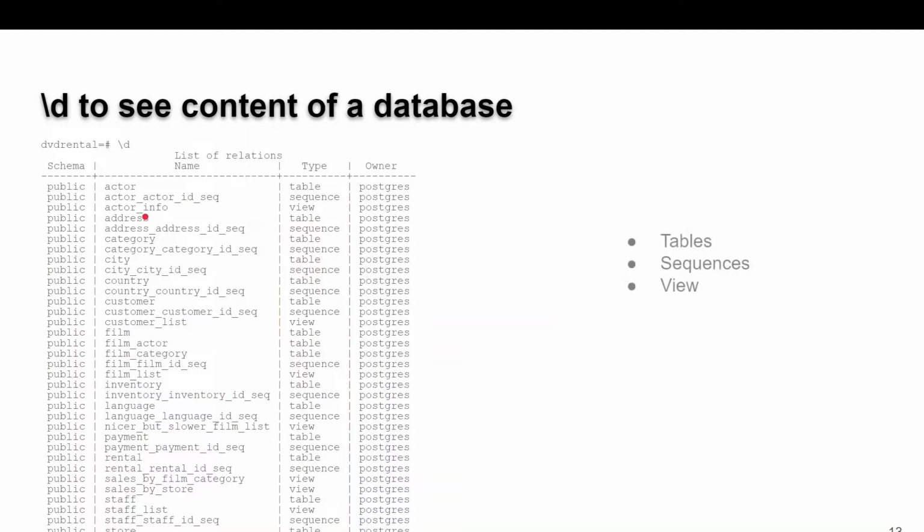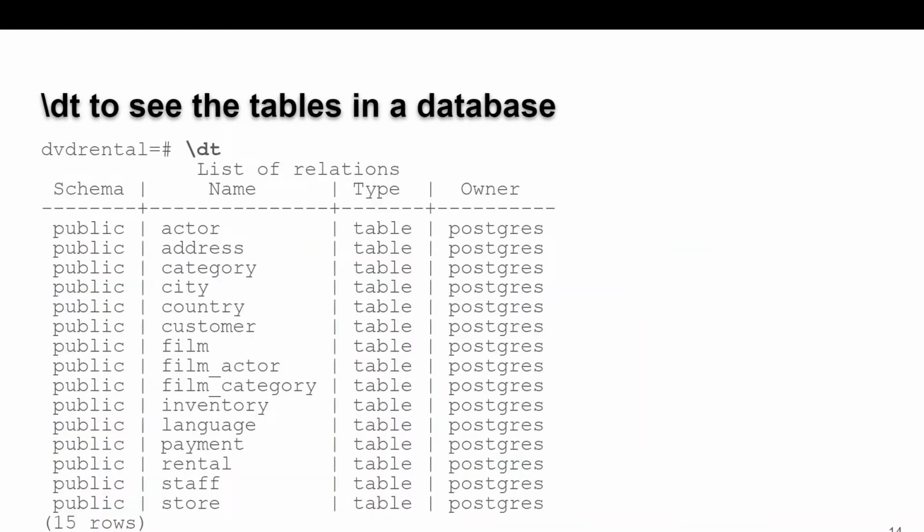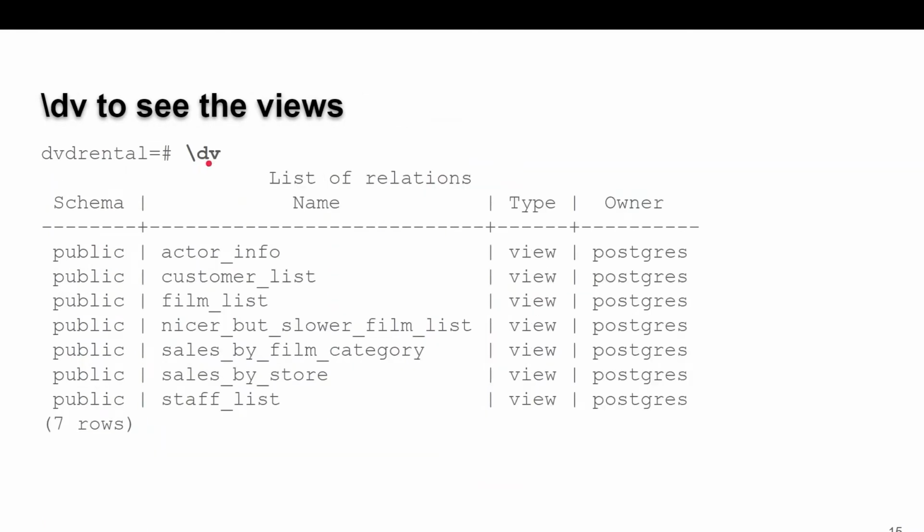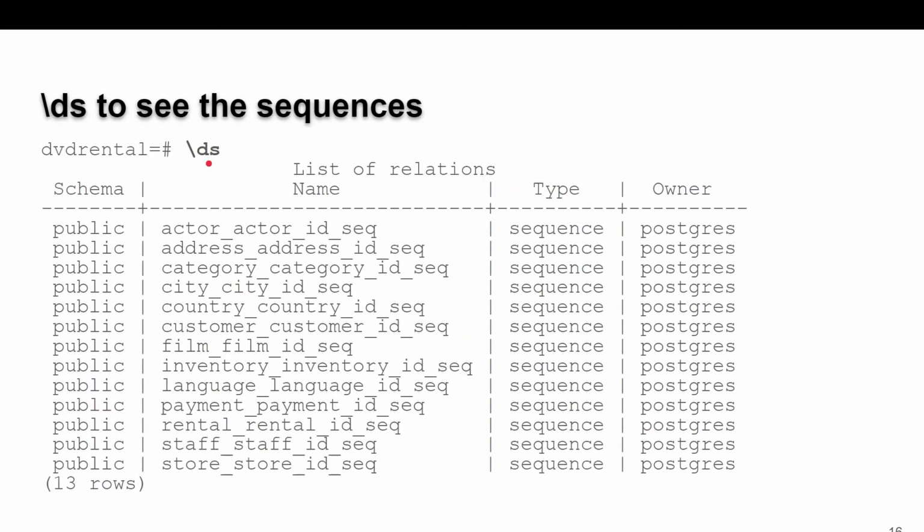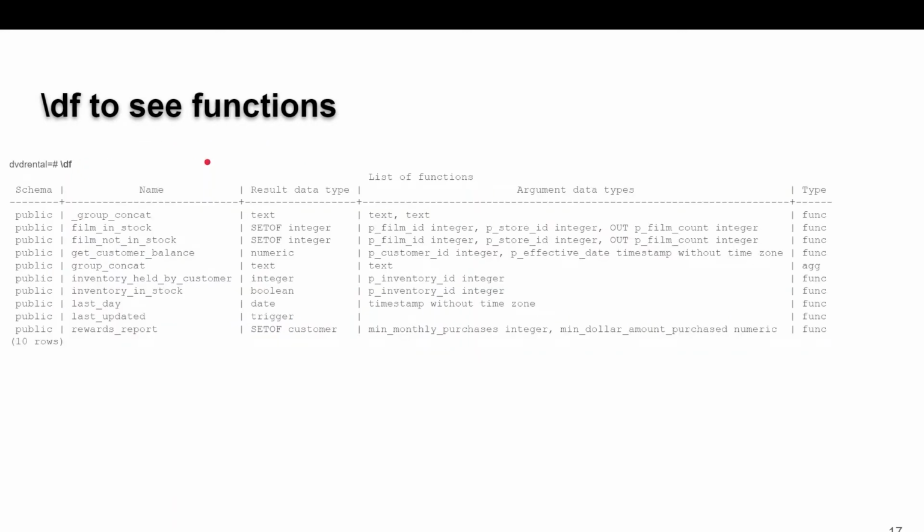Now, if you want to see the contents of what's in a database, and it's a lot more than you're used to seeing in the MySQL world directly, you can type backslash D, and you're going to see tables, sequences, views, functions, and a little bit more. Now, to narrow that down, just to see the tables, use slash DT. Slash DV will show you the views, slash DS will show you sequences. You're not used to sequences in MySQL. They are in MariaDB, and they are kind of handy. You're used to using auto increment. This is another way to do that sort of thing. Now, if you want to see the functions, it's slash DF.